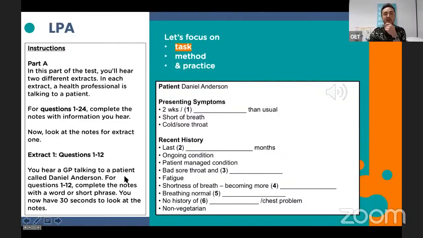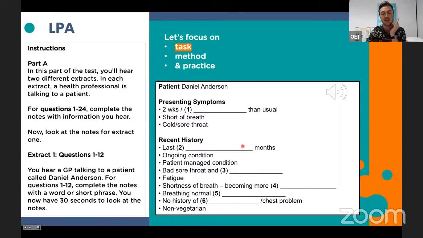Okay, so that gives you a good feel for what you have to do in listening part A. If we look here, you can see case notes with gaps, right? We have a patient, Daniel Anderson. We have presenting symptoms. So we have headings, and then we have dot points. And here we have a gap with number 1. So: 2 weeks, something than usual, short of breath, cold, sore throat, recent history. It's pretty straightforward. What you'll be doing as a test taker is listening very carefully to a conversation between 2 people.